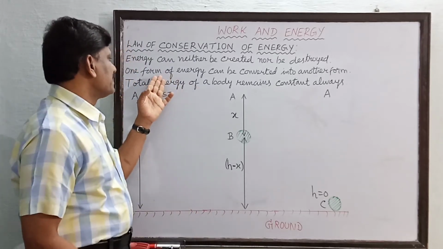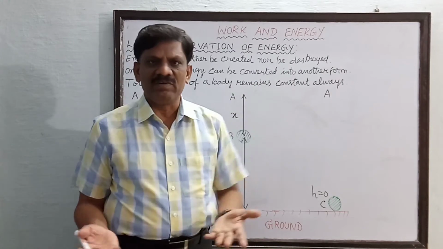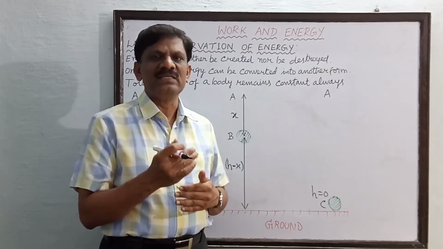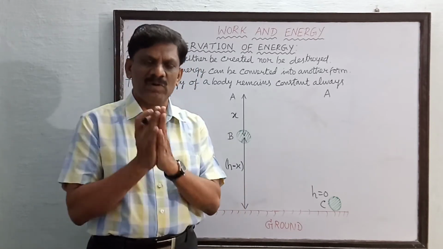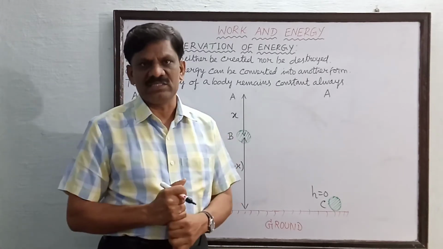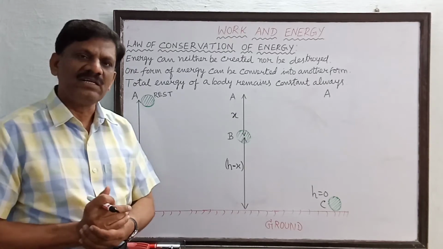So I have written the statement. So one form of energy only can be converted into another form. So what does it mean? When one energy is lost, it means it is getting converted into another form of energy. This means that the total energy of a body or the total energy of a given system is always a constant. Okay students, the total energy of a system remains a constant always.